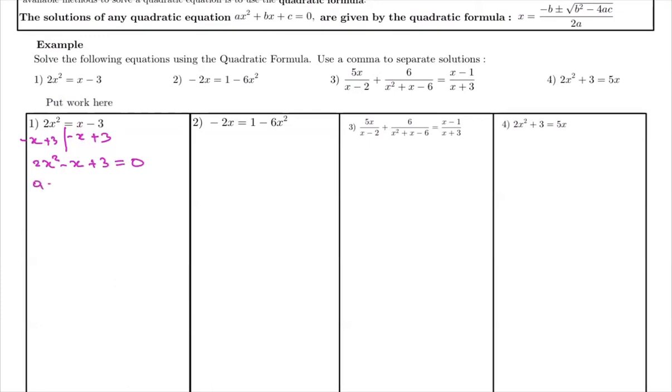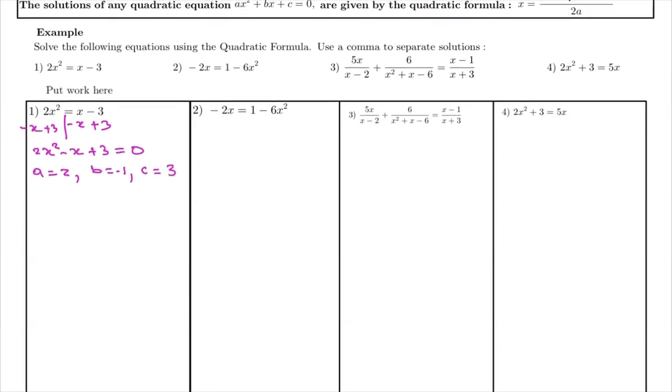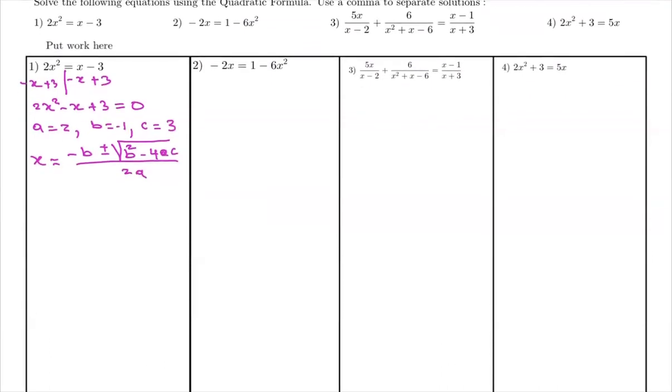Then we have A, the coefficient of the quadratic term, is 2. B, the coefficient of the linear term, is negative 1. And C, the constant, is 3. The formula says that in this equation, x equals negative b plus or minus the square root of b squared minus 4 times a times c, over 2 times a. Now let's substitute a, b, c in this formula.